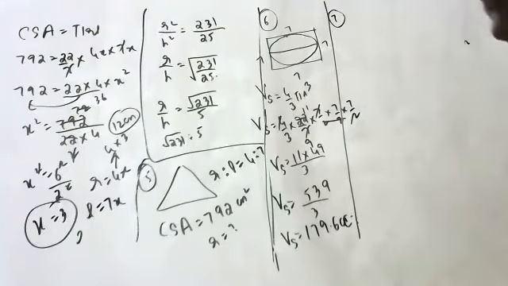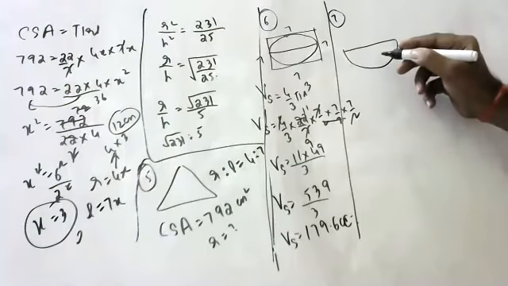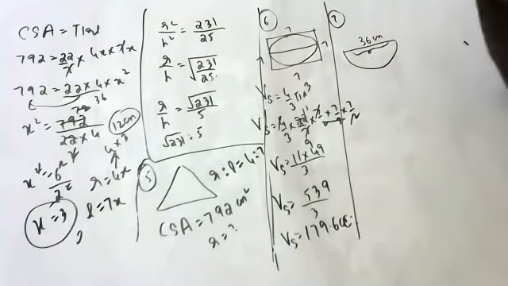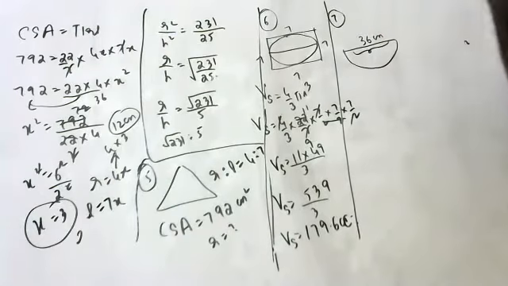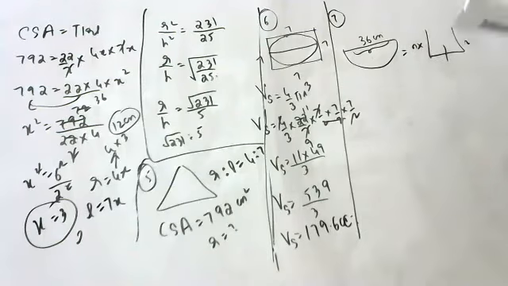A hemispherical bowl of internal diameter 36 centimeters has some liquid in it. It is to be filled in cylindrical bottles of radius 3 centimeters and height 6 centimeters. The question is, how many bottles can be filled?